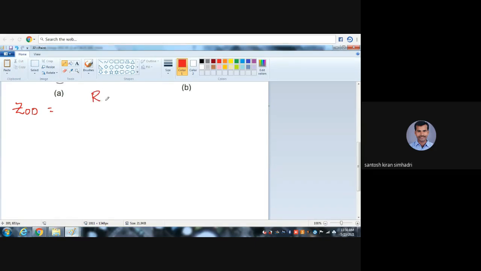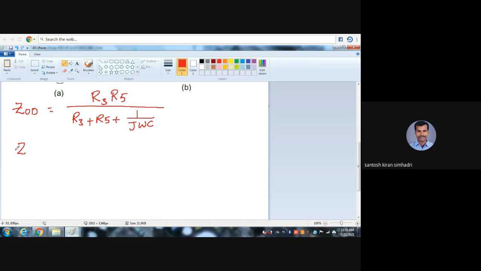So I can write R3 parallel with R3 plus R5, and you have to add capacitance also. So this is the derivation part. No need to go into detail. If it is necessary, just go back through my videos. This is the ZOD value.